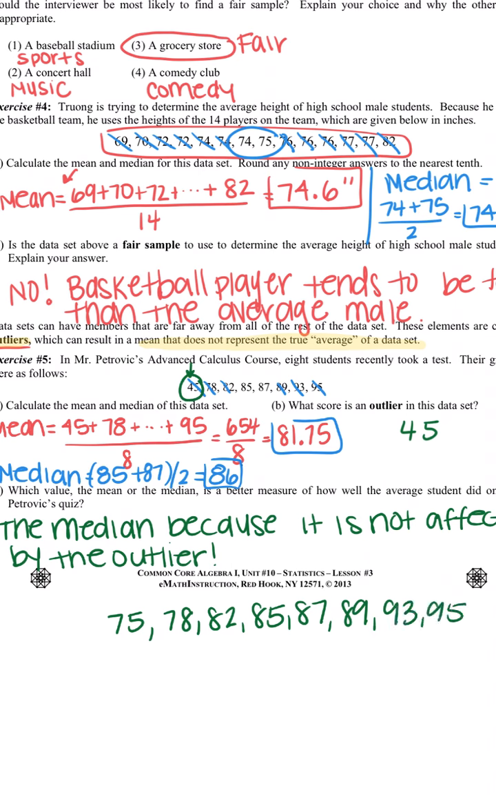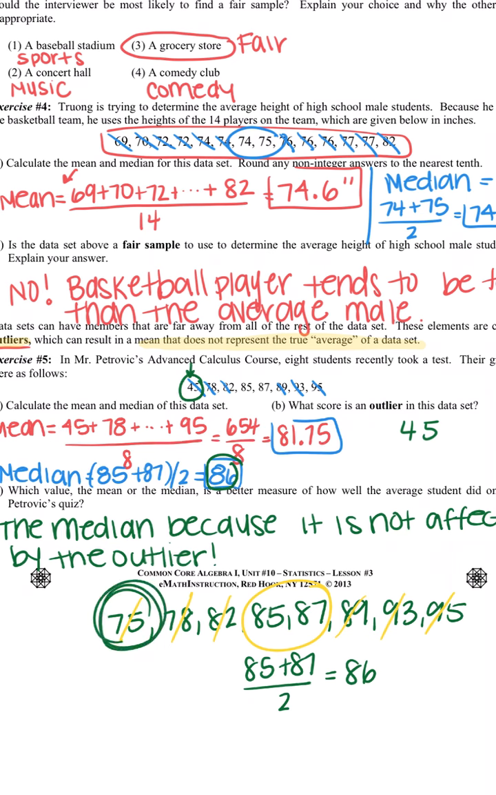And I said with the 45, my median was 86. Well, look what happens when I find the median again. Cross, cross, cross, cross, cross, cross. Look at that. I'm left with 85 and 87 again. When I find the middle, the average, I get 86. So changing that outlier did not affect the median at all. So this is a better representation of what our average truly is, because that outlier can't pull us down.